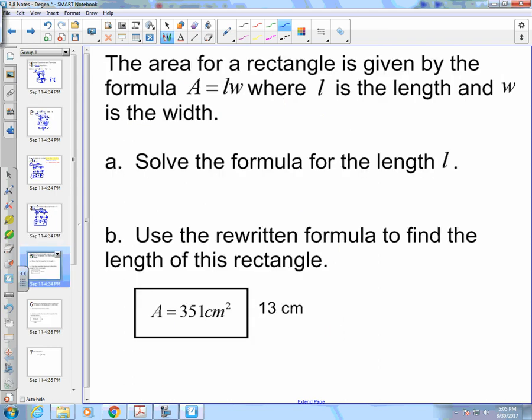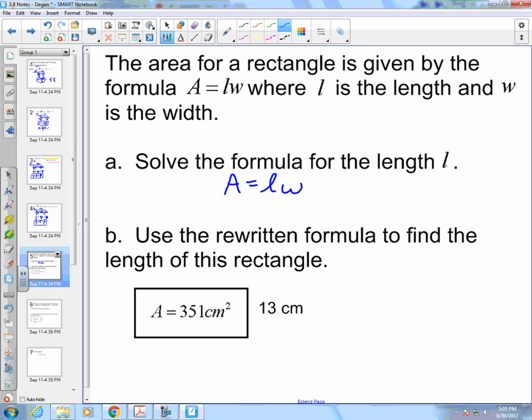The area for a rectangle is given by the formula area equals length times width, where L is the length and W is the width. Solve the formula for the length L. If you want to try to solve that first yourself, go ahead and stop the video.